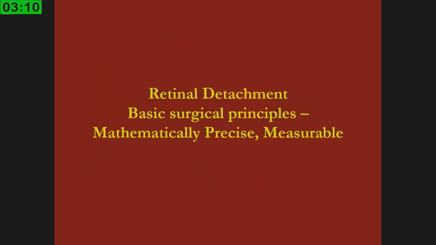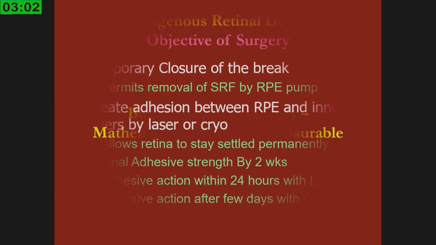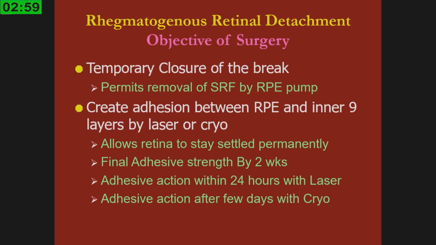Now, what are the basic principles? The important thing is retinal detachment surgery is almost mathematical. You can tell exactly what you have to do and manage it in that way. First of all, what is your objective? Temporary closure of the break. You close the break, I showed you, the SRF will go away. The RPE pump will take it away. Now what do you want to do? If you don't create an adhesion between the RPE and the inner layers, it will again open up. So you need to do laser or cryo.